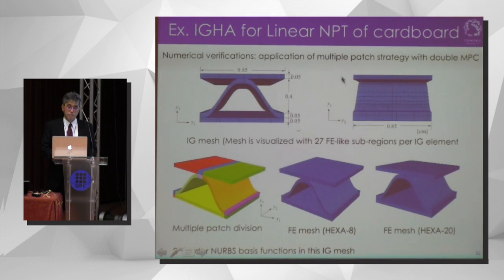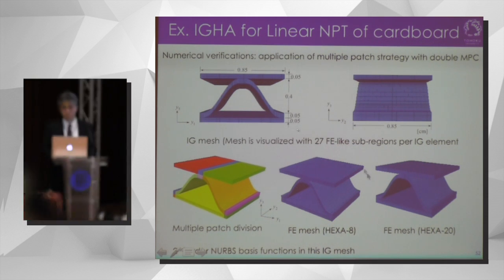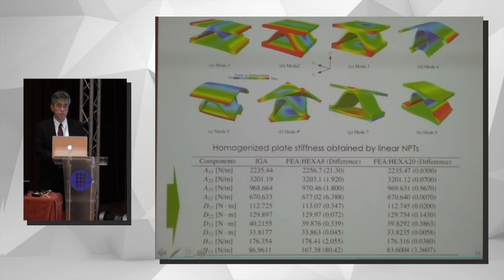So by using the multiple patch strategy with double multiple point constraint, we may conduct a numerical verification. This is the isogeometric mesh in this case. This is the corresponding multiple patch. Okay. We compare the result with the finite element model here. We also have the 8-node and 20-node hexahedral meshes. By applying 8 macroscopic deformation patterns with microscopic deformation, you would have these components of the homogenized plate stiffness.